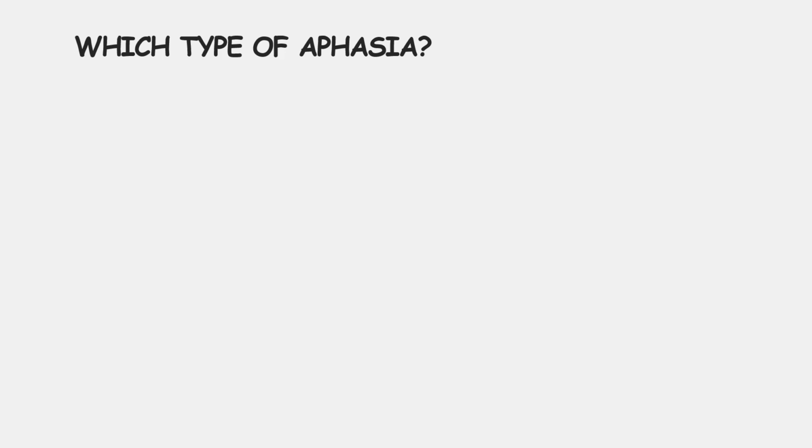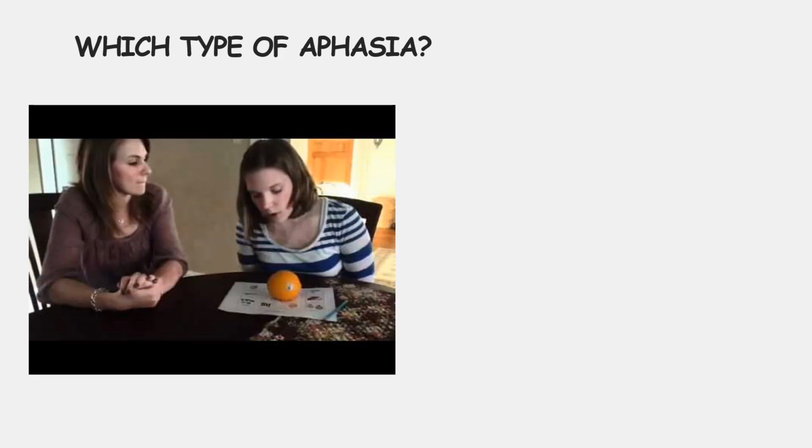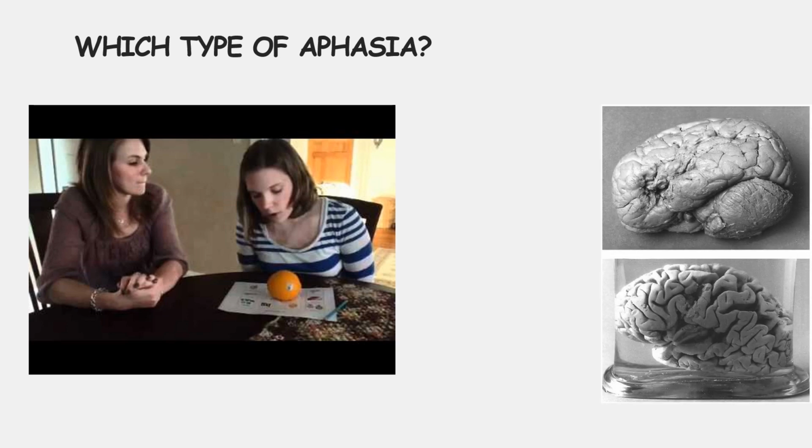So let us see, can you find out which type of aphasia is given here? Can you assume? I'll give you 5 seconds. So this is anomic aphasia. She is finding it difficult to name the orange. And can you say which type of aphasia this could be? This is the Broca's type of aphasia. Here you can see the damage to Broca's area. So this is Mr. Broca. He found out the affected area. It is the same brain.